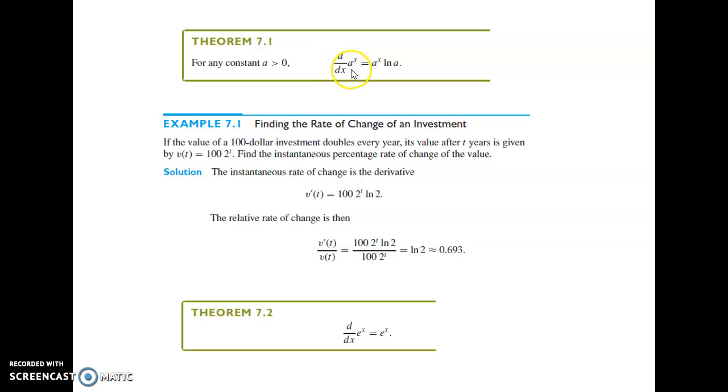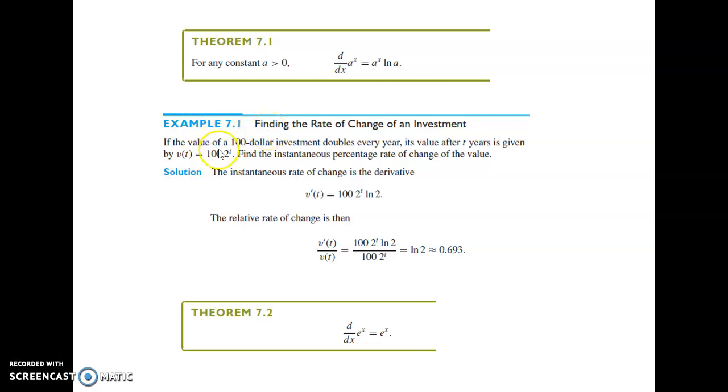The derivative of e to the power x is the same, no change. Whereas the derivative of a raised to x, where a is not e, is a raised to x into ln a. It is not I, ln a, that is natural logarithm of a. So let's solve an example.